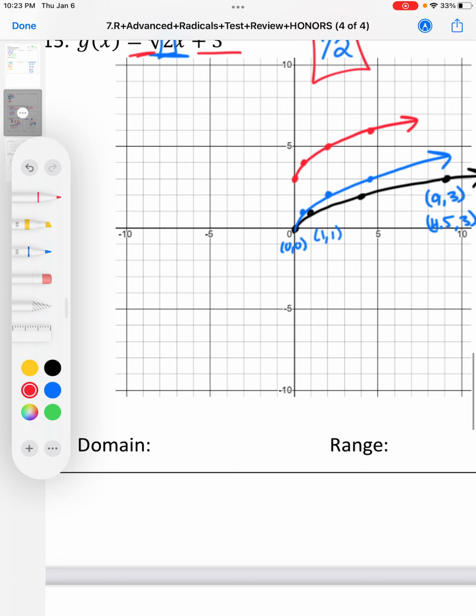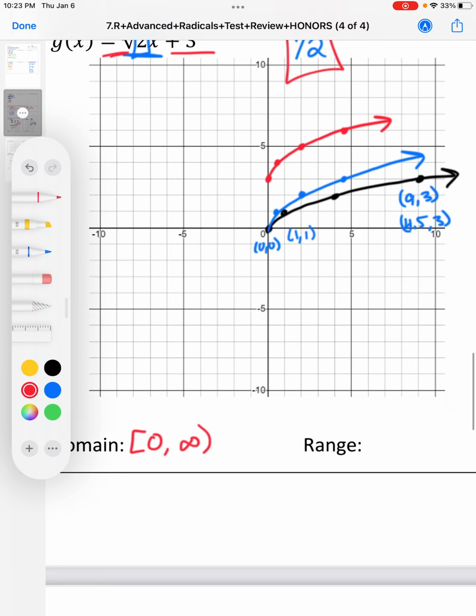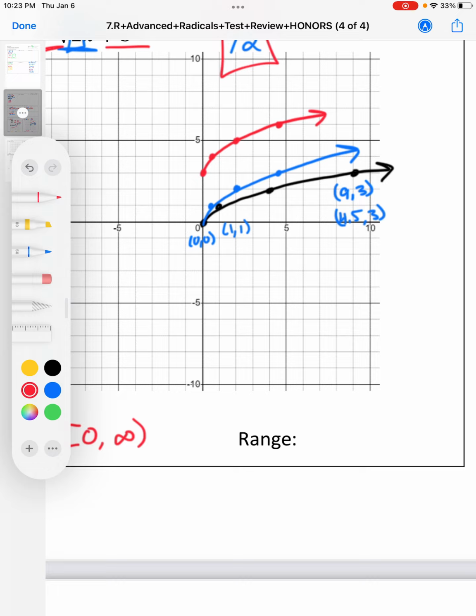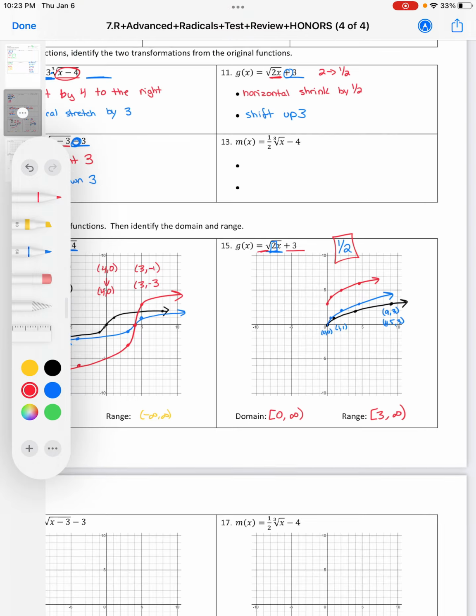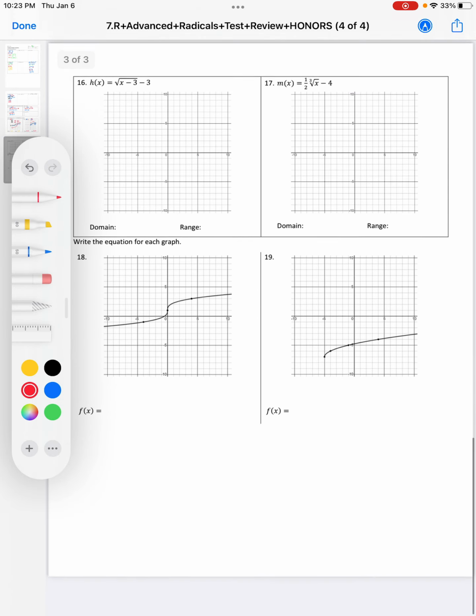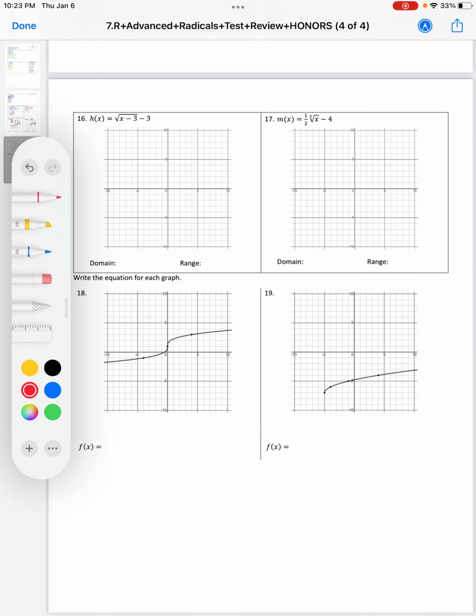So what's our domain? So remember, domain is all possible x values. Well, we go from 0 to infinity. What about our range? Well, our range, we start at 3 and go to infinity. Okay, so I'm going to leave the last two for you. We're going to do just question 18. Question 19 is a lot easier.